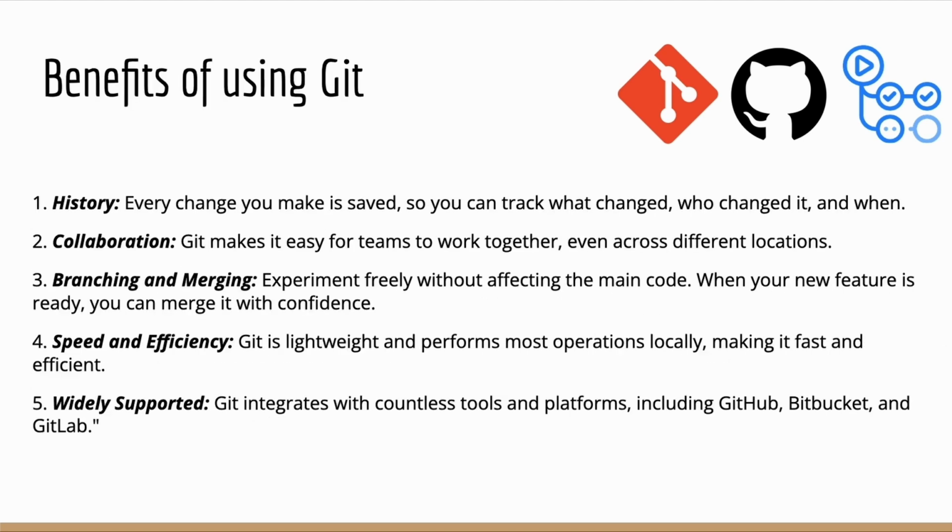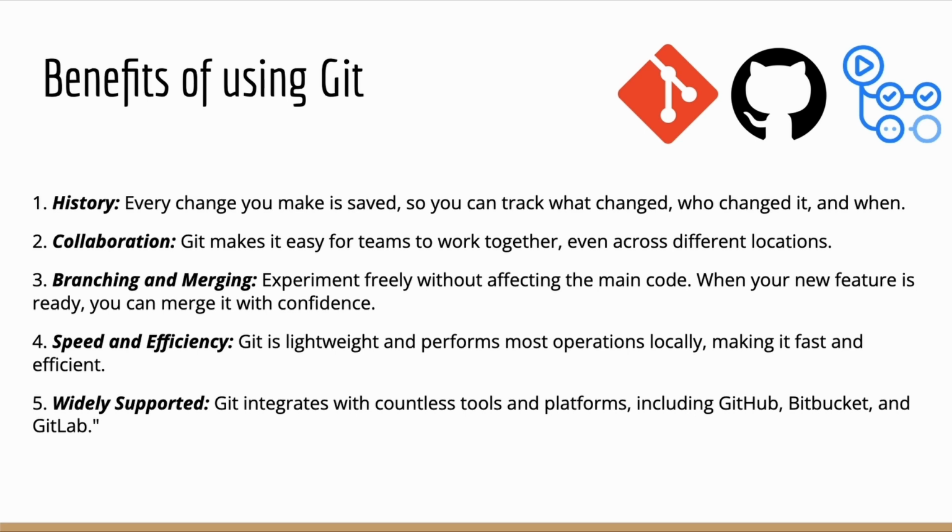So, what are some of the benefits of using Git? Other than the fact that it is the largest tool for this sort of use in the world right now, here are some other benefits. The history of your changes. Every change you make is saved, so you can track what changed, who changed it, and when. We've mentioned this a few times now, but collaboration. Git makes it easy for teams to work together across different locations across the planet. And maybe one day across different planets, who knows?